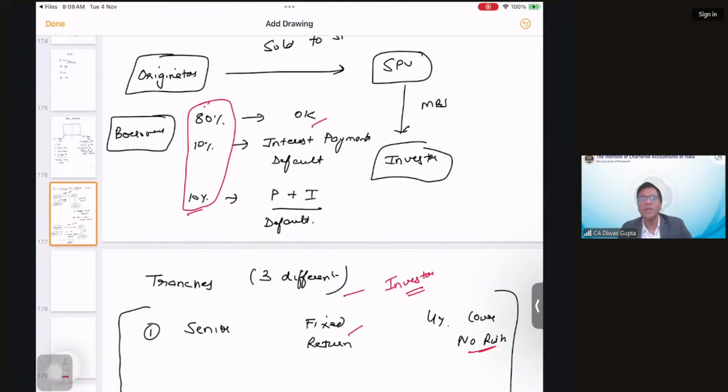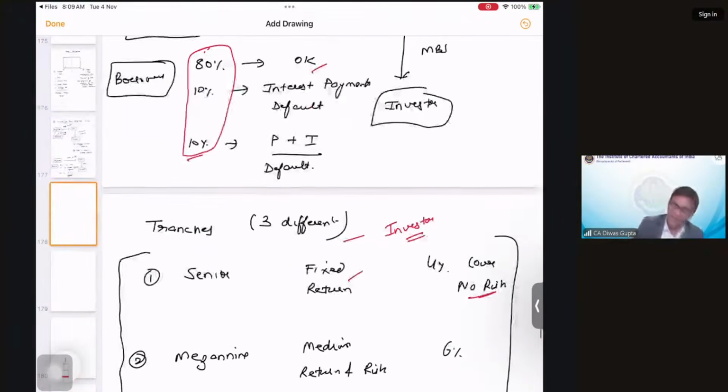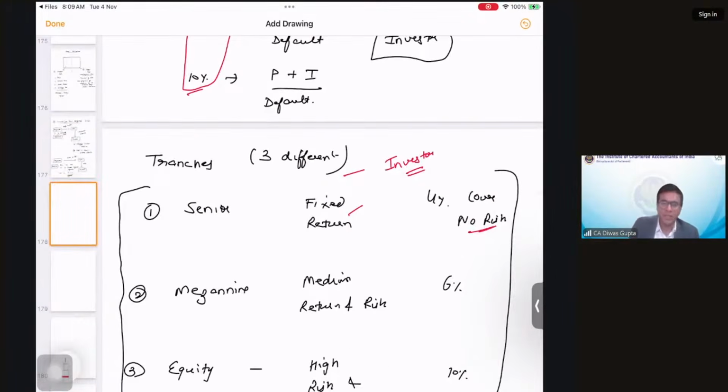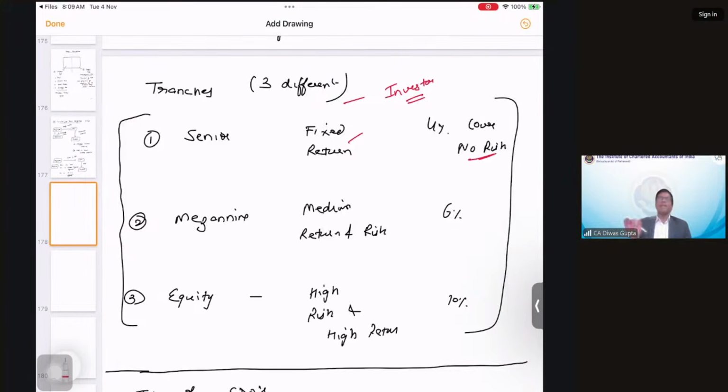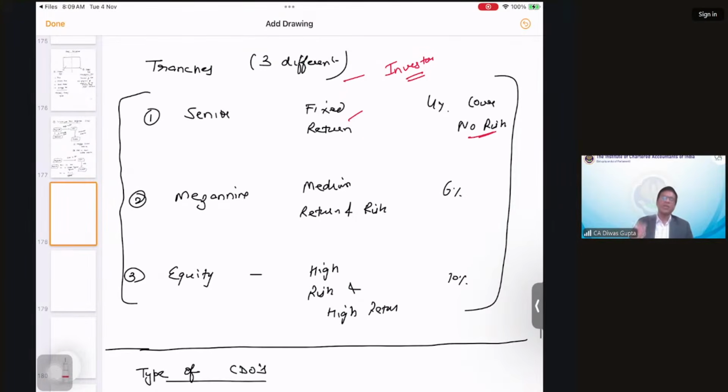So, as an investor, if you are a senior investor, you will get a fixed return without any risk associated. So, if these 10% guys default, you will not get any hit out of that. Mezzanine were the ones who had a medium risk and return, but they had a higher return of 6%. And equity, which was high risk and high return, let's say they will get 10%, but if tomorrow there is a risk of non-payment, then they will have to bear it. So you see that there are different tranches, different ways to deal with these risks.